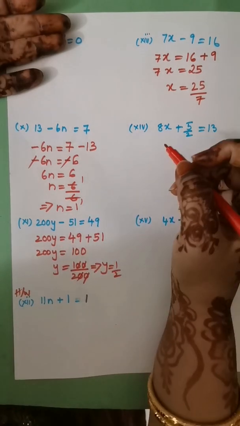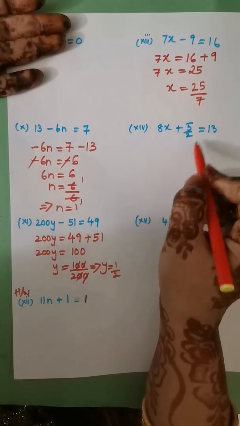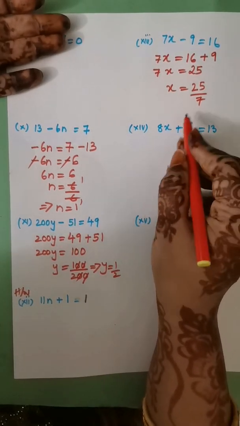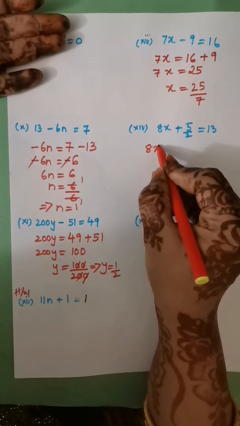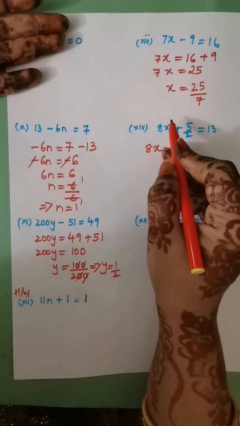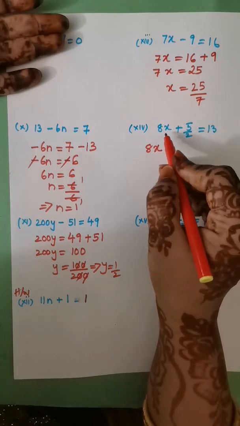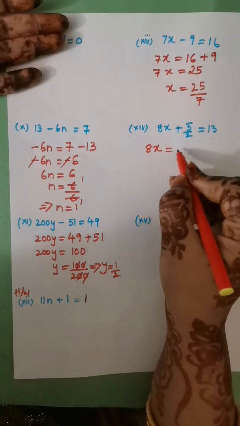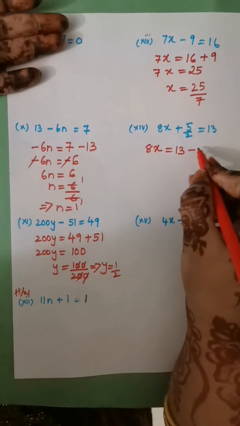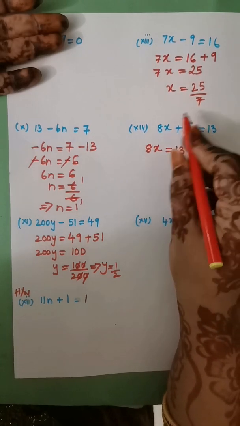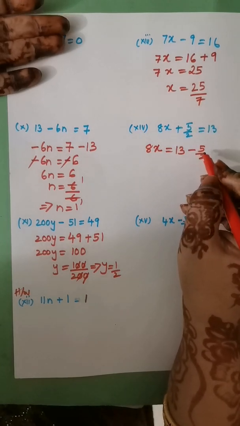Okay, next, here you have rational numbers also. Fractions also. So what you will do now, first we have to make the term with the variable alone. On the other side you have 13, plus 5 by 2 will move that side and it will become minus 5 by 2. This is plus, so it is becoming minus 5 by 2.